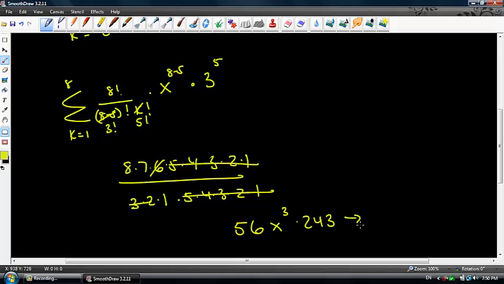All that's left is to multiply those two together. 56 times 243 is 13608 x to the third. And that is your answer for a binomial expansion.